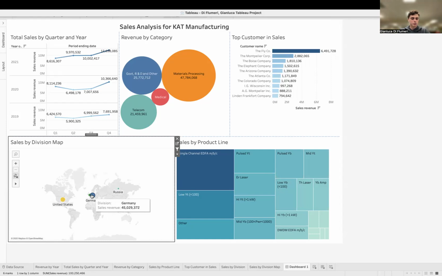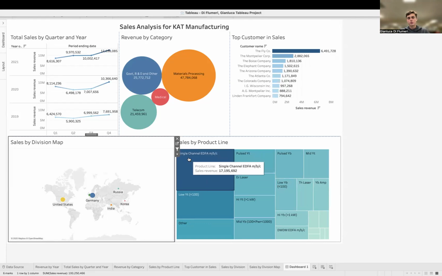The second question would be which product line generated the most revenue? There we need to have an idea of which product is generating more revenue and see how we could increase the revenue in the other divisions. So in this case, the single channel had the most revenue.